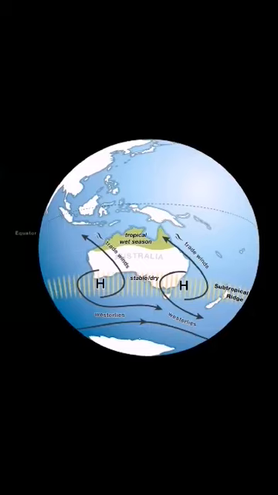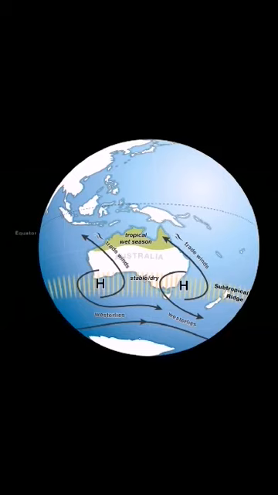Number 4 is subtropical high. Subtropical highs are one of several regions of semi-permanent high atmospheric pressure located over the ocean between 20 degrees and 40 degrees of latitude in both the northern and southern hemispheres of the Earth.